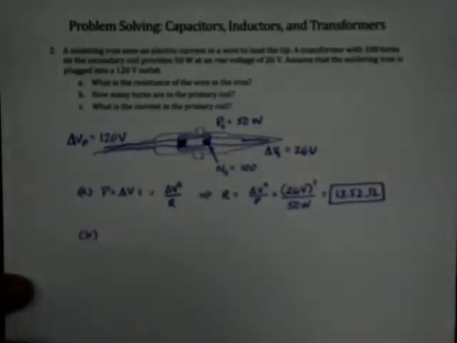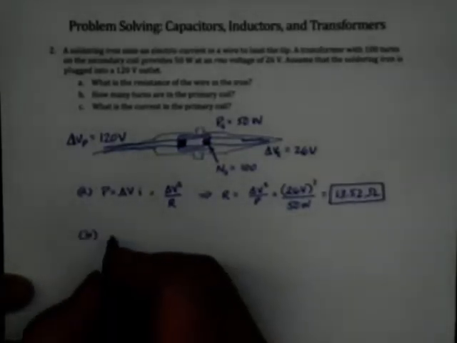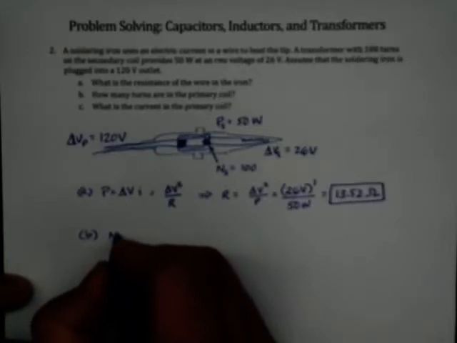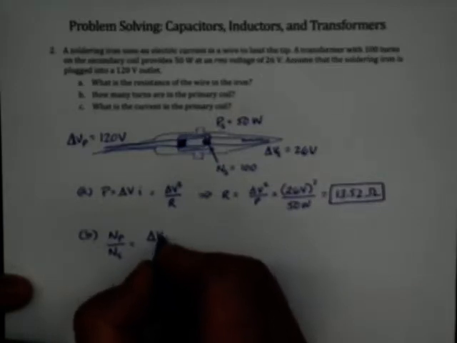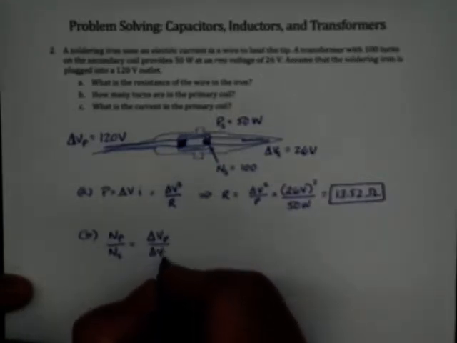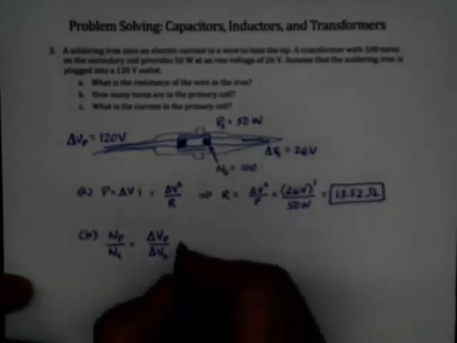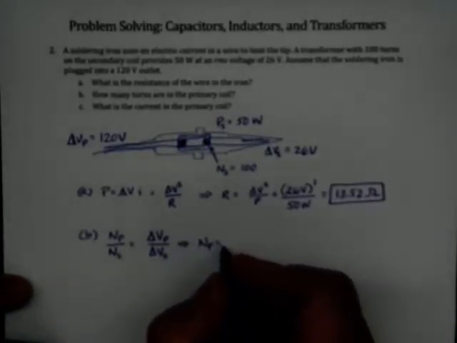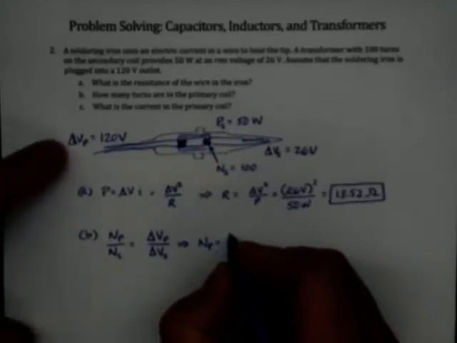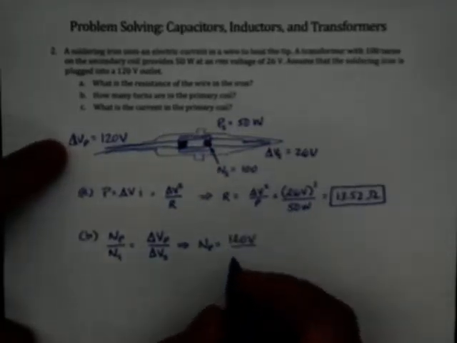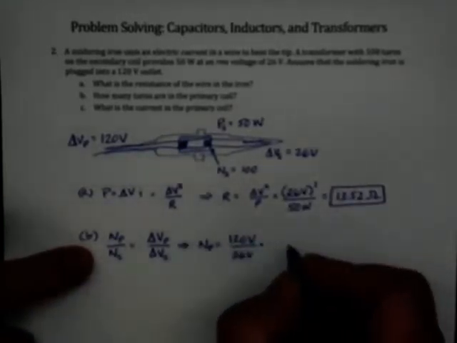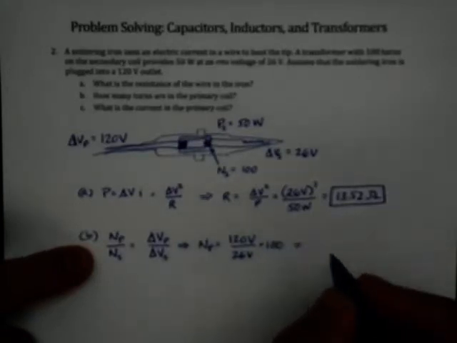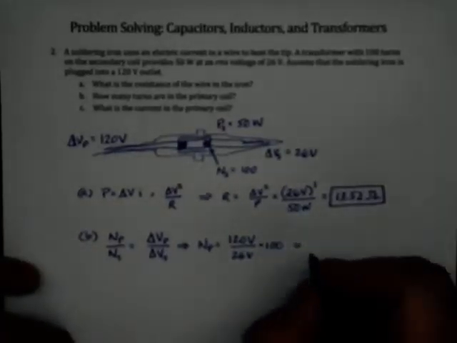How many turns are in the primary coil? Well, there's a few ways that you can do this, but the ratio of the number of turns in the primary coil to the number of turns in the secondary coil is the same as the ratio of the potential difference in the primary coil to that in the secondary coil. And we know both of these potential differences. So the number of turns in the primary coil is the voltage in the primary coil, 120 volts, over the voltage in the secondary coil, 26 volts, times the number of turns in the secondary side, which is 100. And if you punch that out, you get 462 in change.